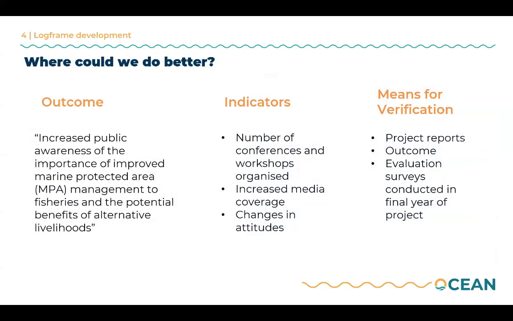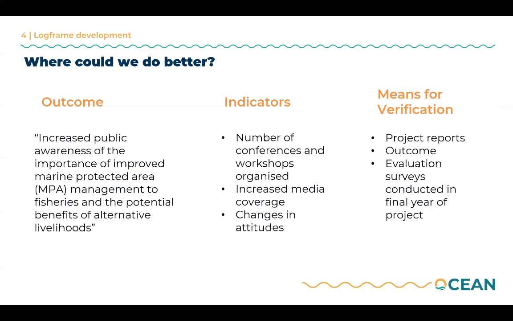So I'll pause here just to give an example and hear from you, based on what you now know about SMART indicators, how we can do some improvements. So we've got this outcome statement: increase public awareness of the importance of improved marine protected area management to fisheries and the potential benefits of alternative livelihoods. And then it's got a couple of indicators. There's a number of conferences and workshops, increased media coverage, changes in attitude.